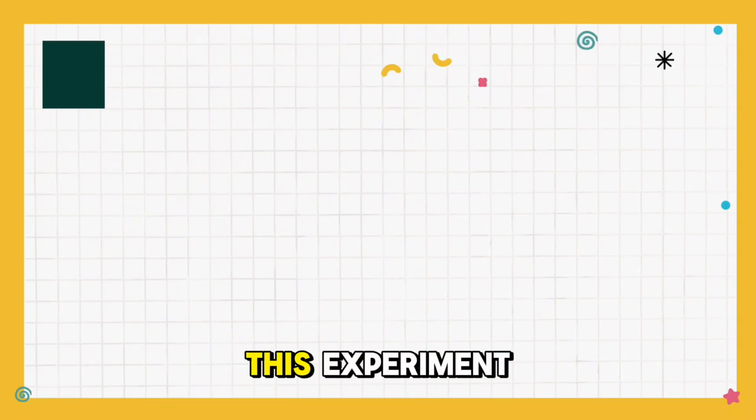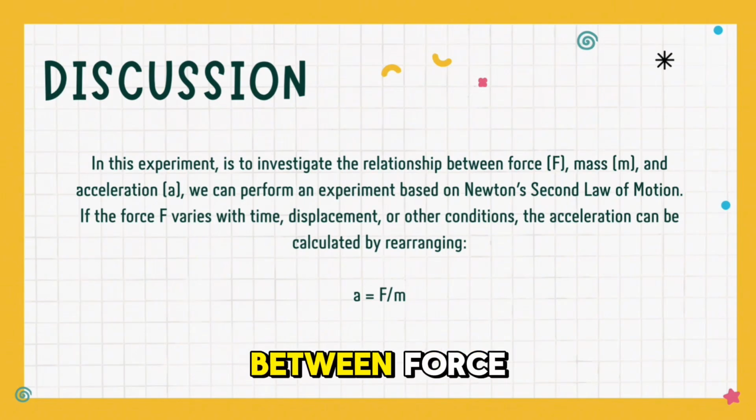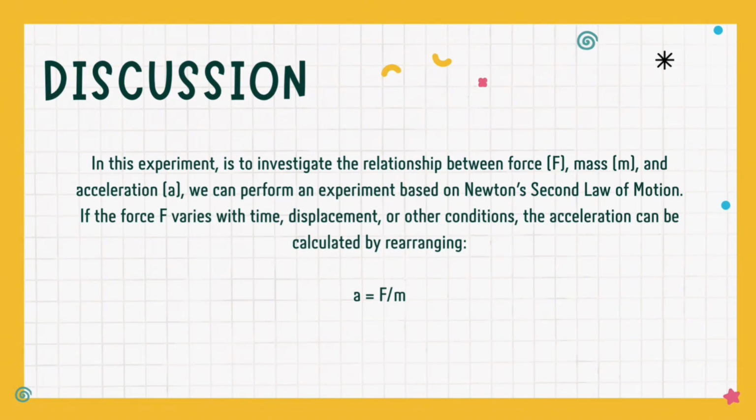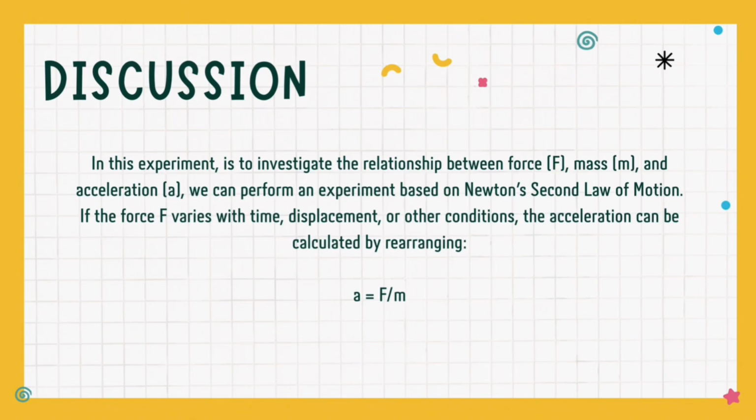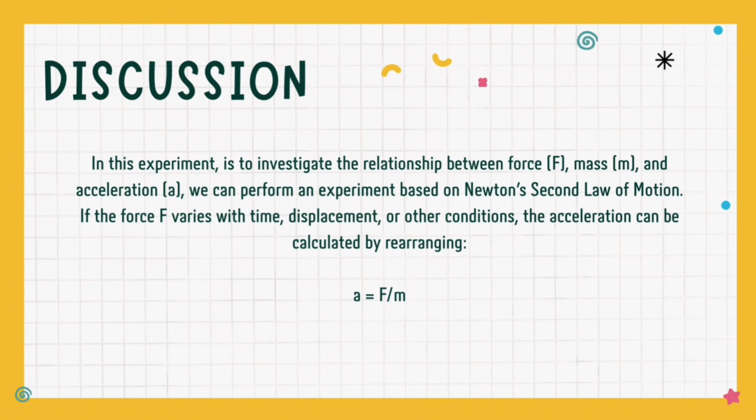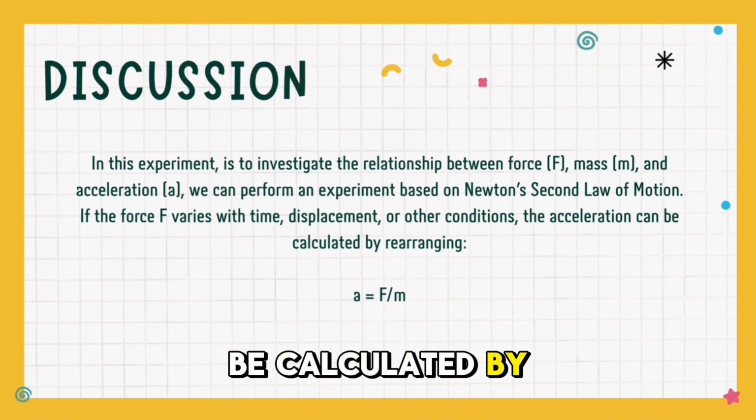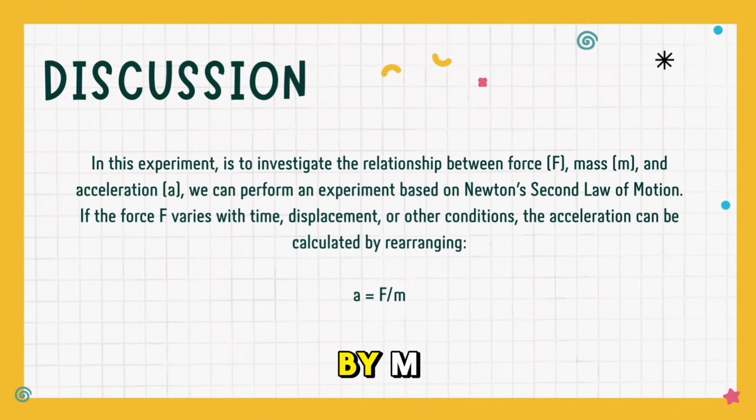The discussion of this experiment is to investigate the relationship between force, mass, and acceleration. We can perform an experiment based on Newton's second law of motion. If the force varies with time, displacement, or other conditions, the acceleration can be calculated by rearranging, where a is equal to F divided by m.